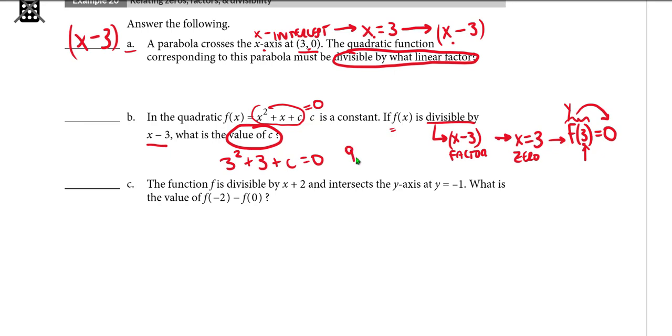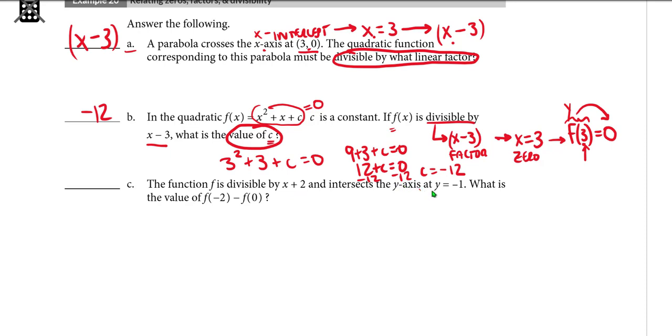So we get 9 plus 3 plus c equals 0. That's 12 plus c equals 0. We subtract the 12, we get c equals negative 12. So we know that the value of c, which is what we are being asked here, is negative 12. c equals negative 12.